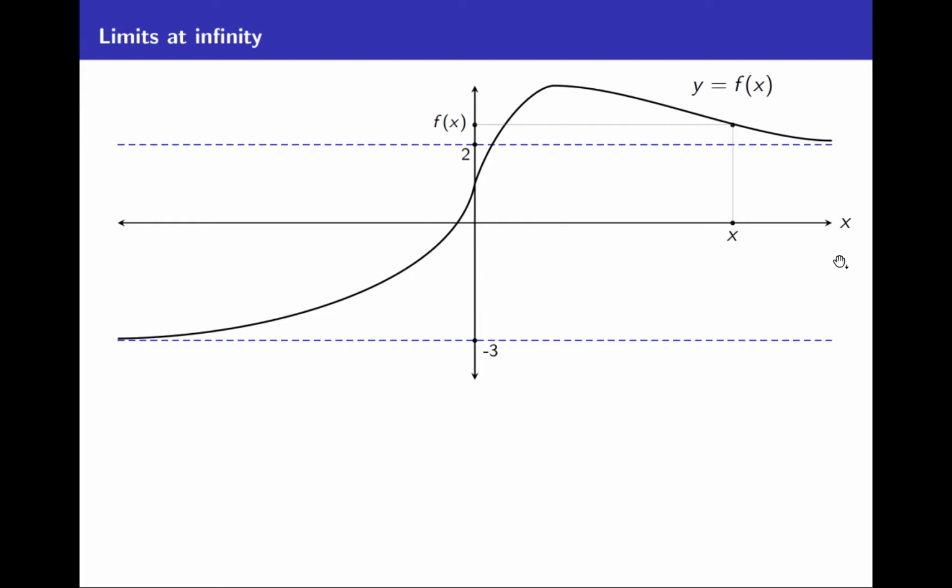As x gets bigger and bigger, you'll notice here that f of x is getting closer and closer to the finite value of 2. And the bigger x gets, the closer f of x is to 2. As x moves off to positive infinity, f of x approaches the finite value of 2. And we express this by writing the limit as x approaches infinity of f of x equals 2.